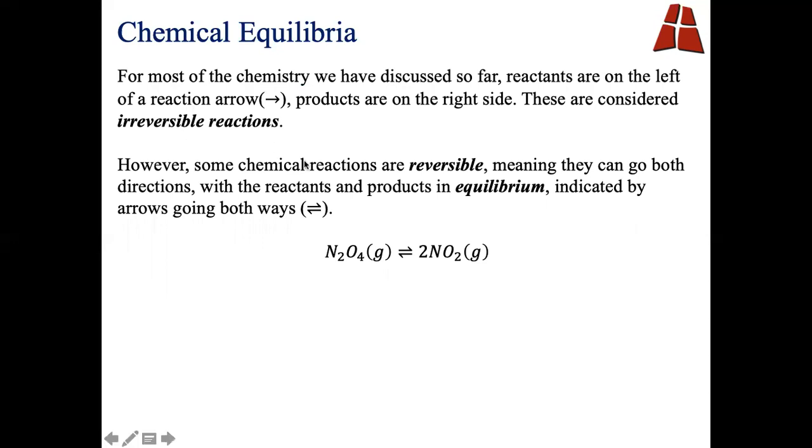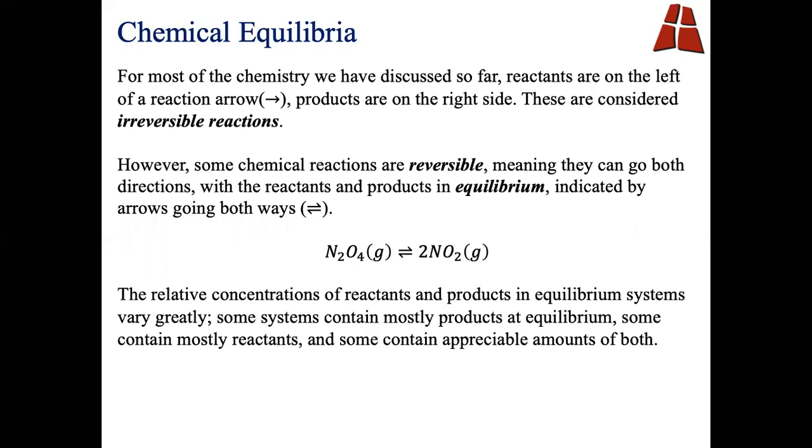And so when we have an equilibrium, instead of having our one-way arrow, we have these two arrows shown here. We have an example here of N2O4 that splits apart to form 2NO2. And this is a process that is in equilibrium, so it goes back and forth.